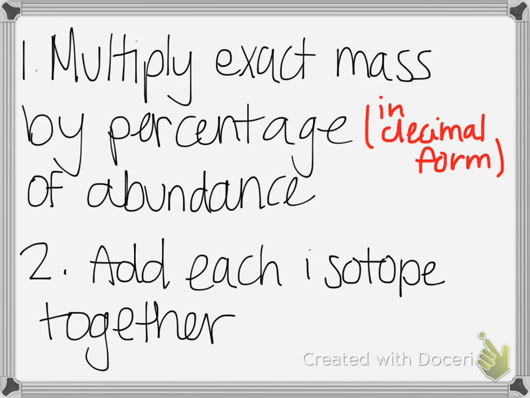So when you are given a percentage, you want to immediately convert that percentage to a decimal form. Think back to math class. How do you get there? You either divide by 100 or you move your decimal to the left 2 spots. One of those 2 ways, either way is going to get you the same number, but whatever works for you. Step number 2 is you're going to add each isotope together. Now, make sure you have these written down. We're going to go to a problem, and you're going to want to reference back to these 2 rules.